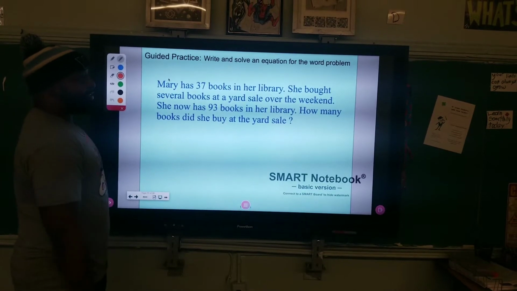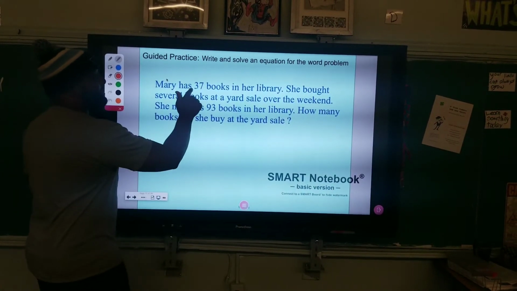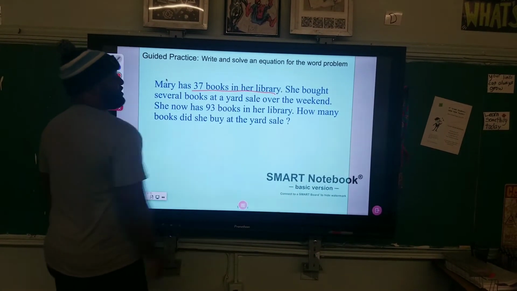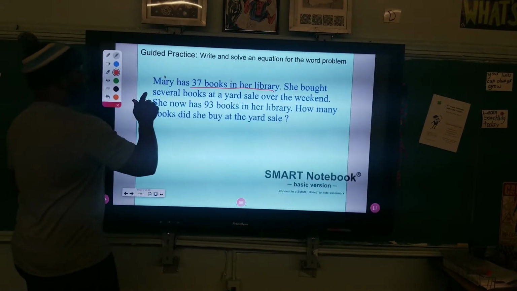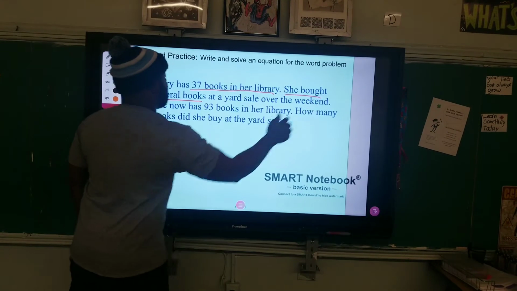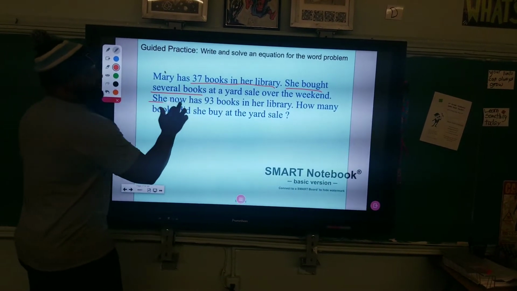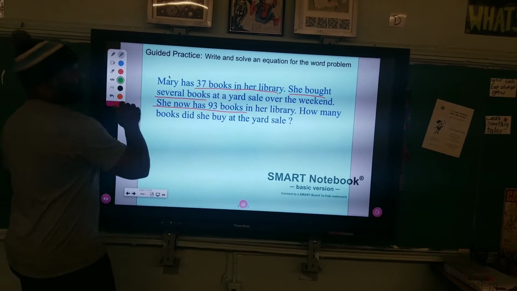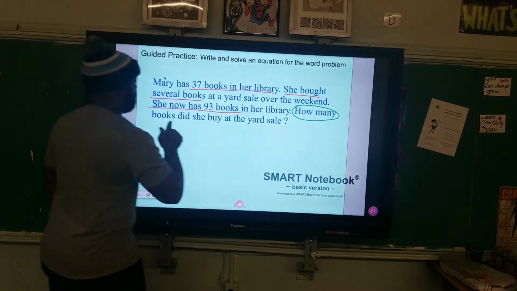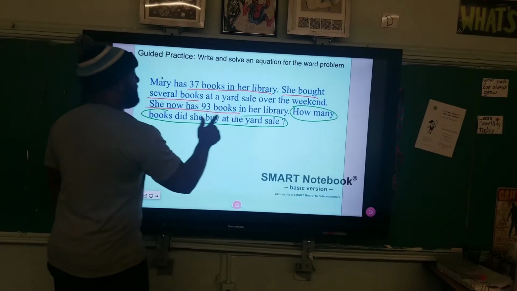It says, Mary has 37 books in her library. I think this is important. She bought several books at a yard sale. That's also important. She now has 93 books in her library. And the question we'll circle, how many books did she buy at the yard sale?